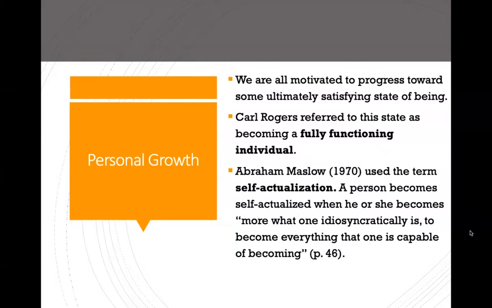So what is personal growth? The last tenet of the humanistic approach is your orientation, your propensity towards growing as a person. Okay, so it says that we are all motivated to progress towards some ultimately satisfying state of being. And here the idea of the fully functioning individual comes, which Carl Rogers had proposed, akin to Abraham Maslow's idea of self-actualization, where he said that a person becomes self-actualized when he or she becomes more of what one idiosyncratically is, to become everything that one is capable of becoming. Okay, so that's the idea of personal growth.